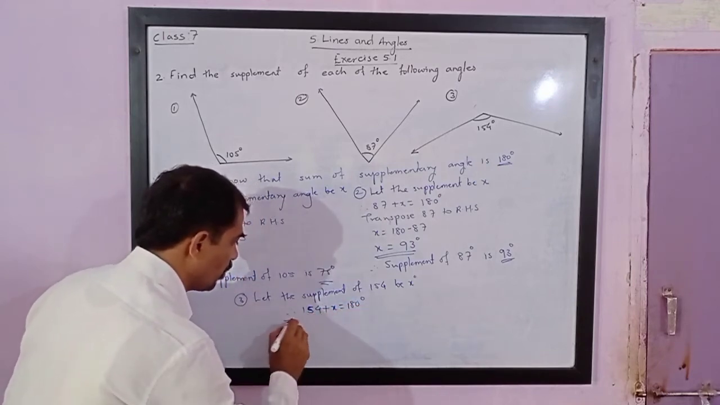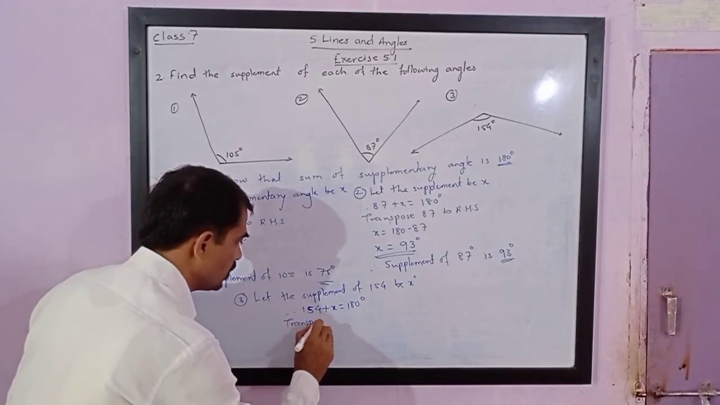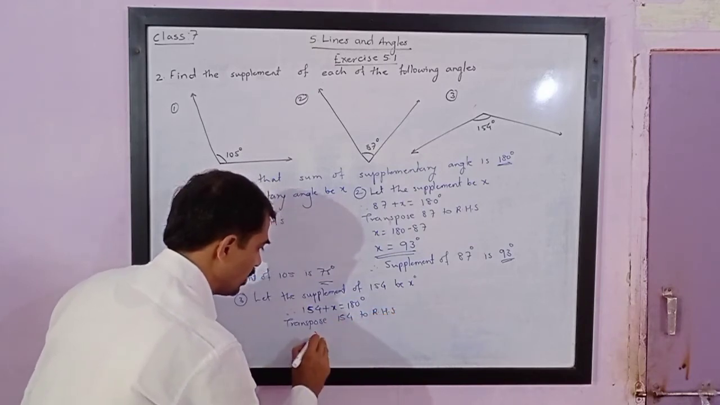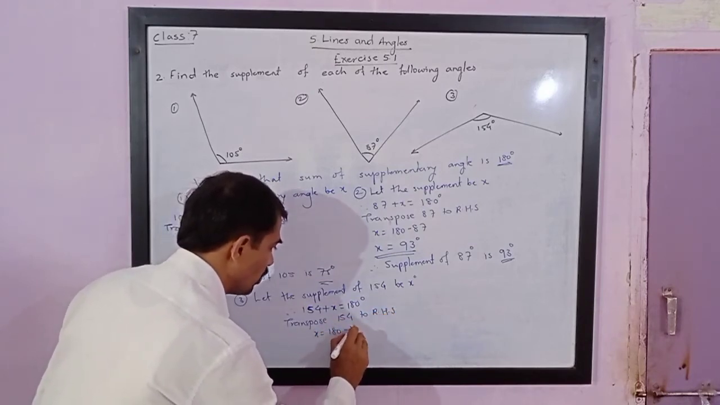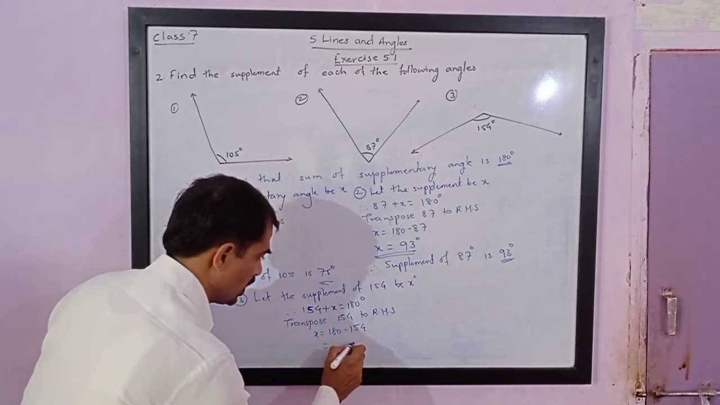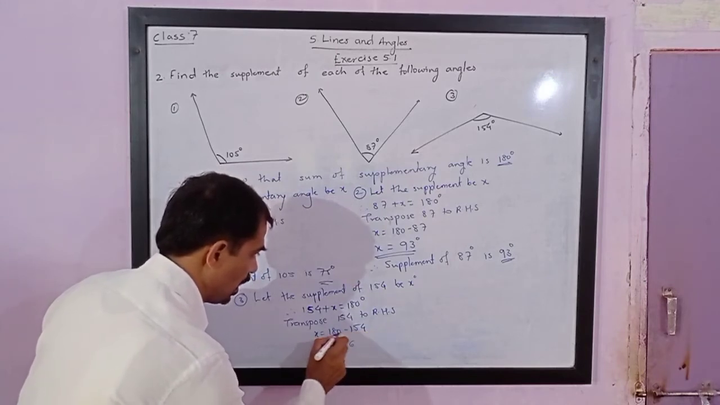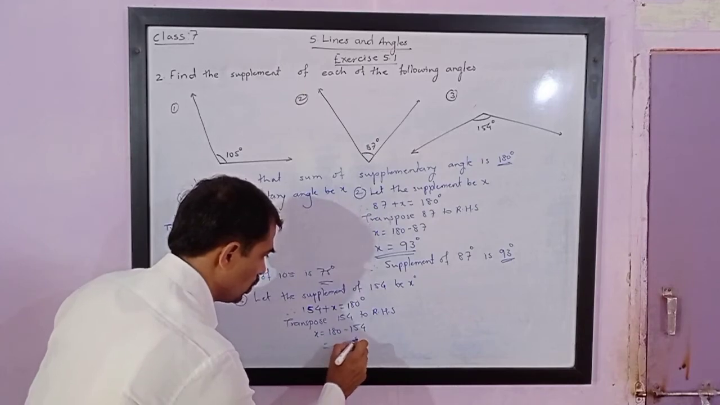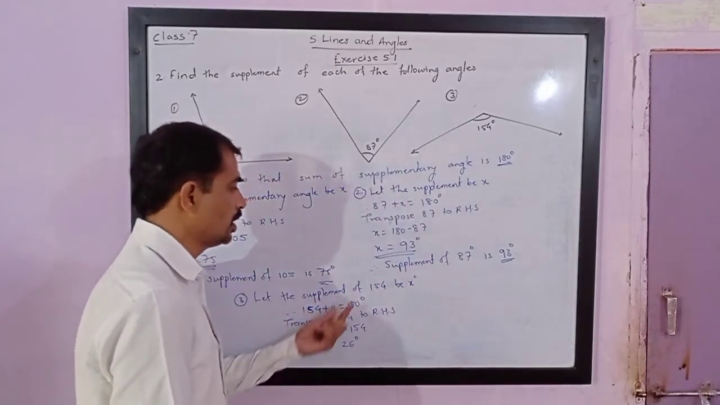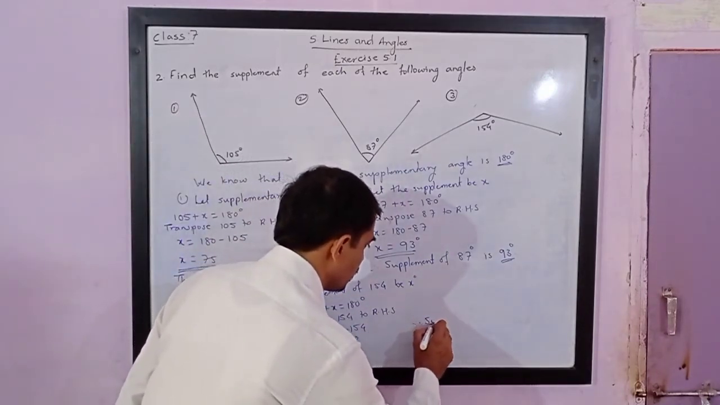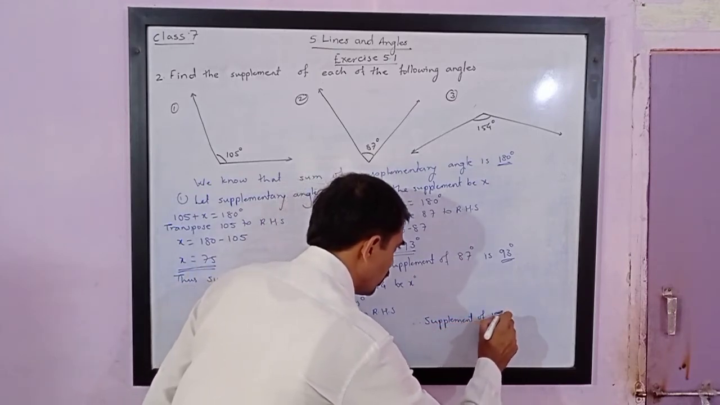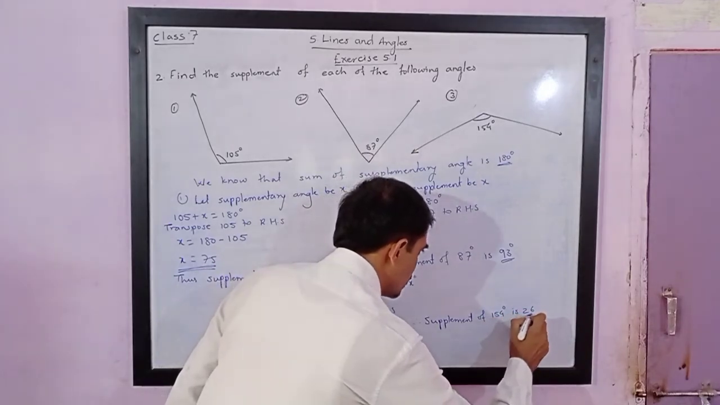Now transpose 154 to RHS. So we will get x is equal to 180 minus 154. This is equal to 10 minus 4 is 6. Return 1, borrow. 8 minus 6 is 2. 26 degrees. Therefore, the last item must be written in words. The supplement of 154 degrees is 26 degrees.